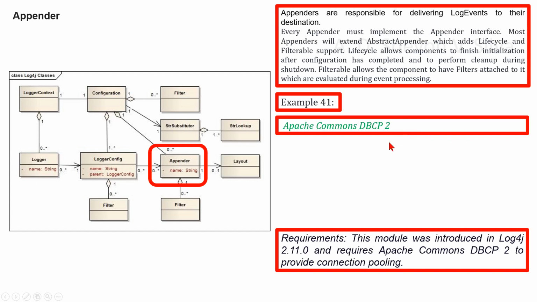Some features may require optional dependencies. These dependencies are specified in the documentation for those features. Some Log4j features require external dependencies. See the dependency tree for the exact list of jar files needed for these features.